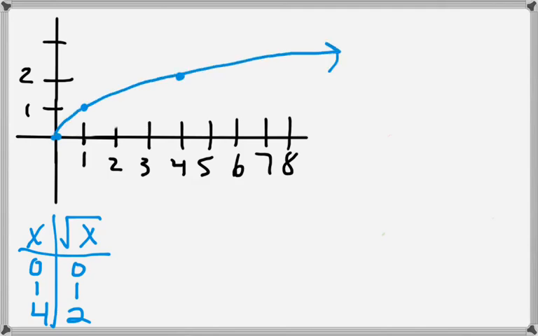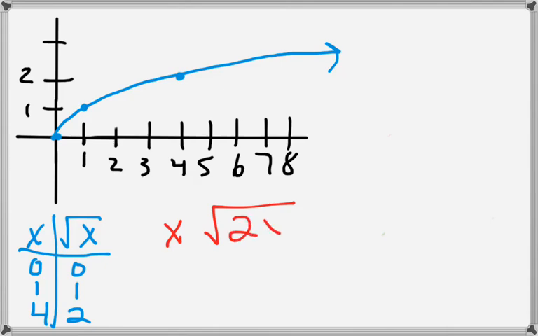Okay, so there's our original. And we're going to do a horizontal stretch and a horizontal shrink. So now that it's horizontal, we're not looking at stretching up and down away from the x-axis. We're looking at stretching away from or toward the y-axis. So the stretch is going to pull it out this way. The shrink is going to push it back toward the y-axis.